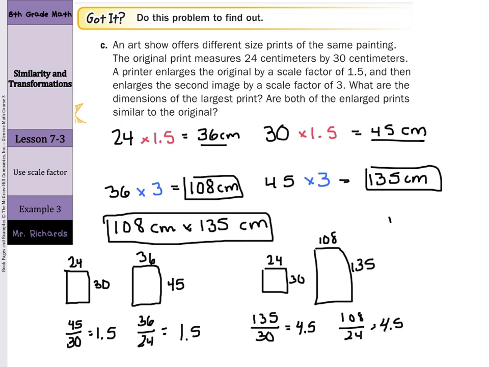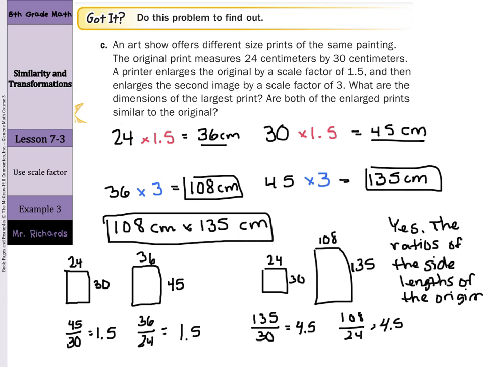Now, to answer that last question, we can answer it by saying, yes, the ratio of the side lengths of the original compared to the enlarged were the same.